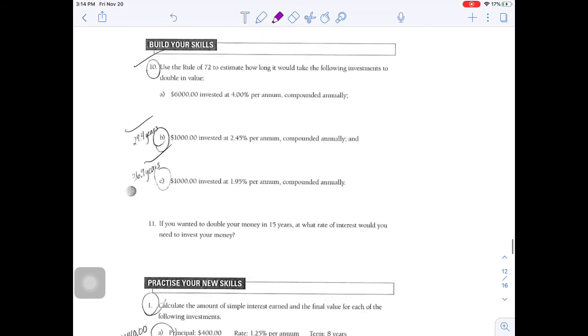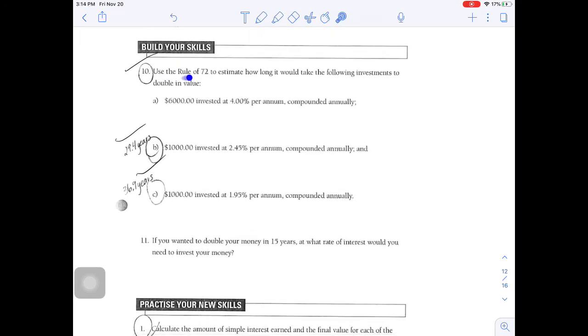So let's see it here. It's not too bad. So use the rule of 72 to estimate how long it would take the following investments to double in value. So $1,000 invested at 2.45% per annum, compounded annually. Okay, well, all you're going to do is take your percent rate, and you're just going to take 72 and divide it by, but remember, it has to be in a decimal. So I'm going to take this and divide it by 100. So that'll give me 0.0245.